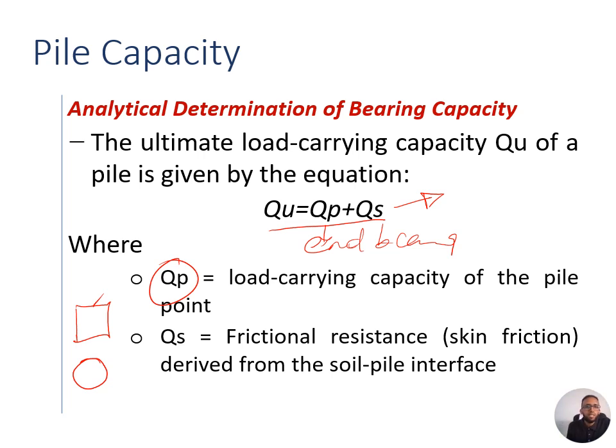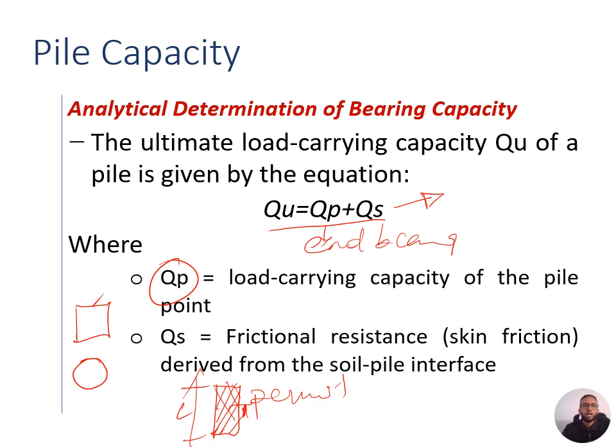The second is the skin friction, which is QS. Whenever we are discussing QS, we are thinking about the pile and soil interaction and the surface of the pile, which is the perimeter. Taking the perimeter multiplied by the length gives us the total area of the pile in contact with the soil, and the shear strength of the surrounding soil is very important for determining the skin frictional resistance. By combining these two components, the total ultimate capacity of the pile can be estimated through this analytical method.